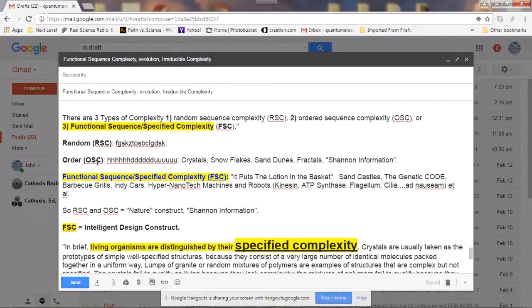Ordered, on the other hand, and you can see how ordered this is. This would be crystals, snowflakes, sand dunes, fractals, or Shannon information. This is a misnomer, by the way, because the information from Shannon has no meaning, and information without meaning is like water without hydrogen.